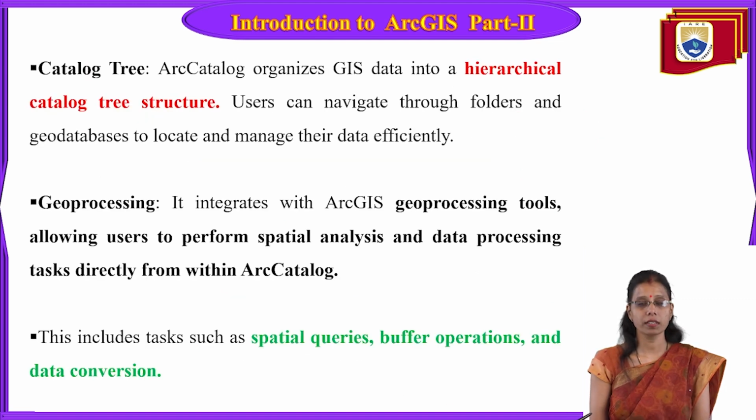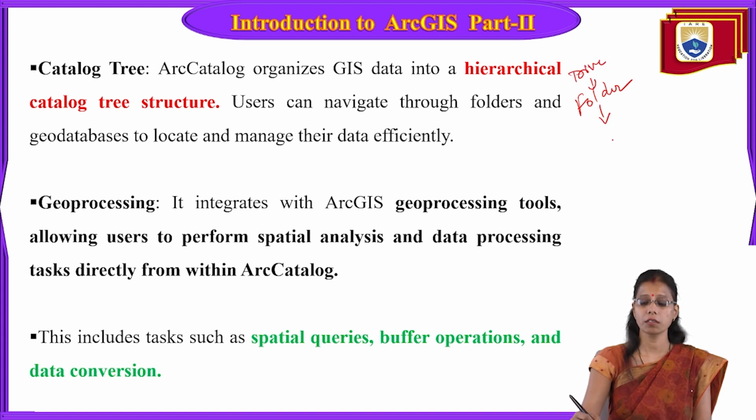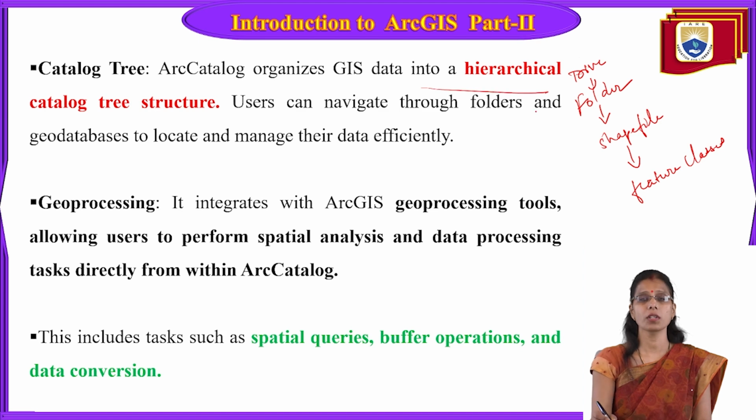Now the catalog tree. What is the catalog tree? It means folders are created. In the ARC catalog, we have a folder, or first of all, let us go to the drive, then the folder. Under the folder, we have shapefiles. Under these shapefiles, we have feature classes. Like this, a tree will be formed. That is called the catalog tree. So ARC catalog organizes GIS data into a hierarchical catalog tree structure. Users can navigate through folders and geodatabases to locate and manage their data efficiently.